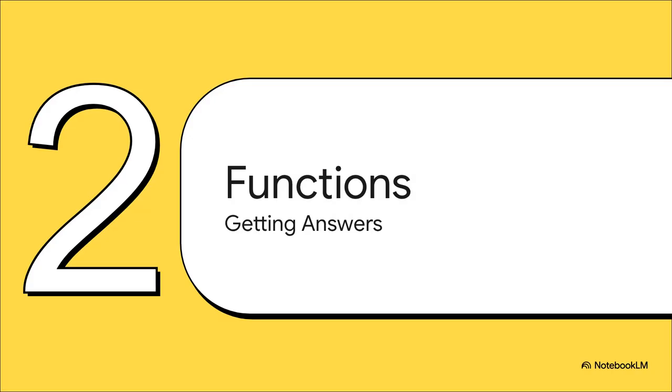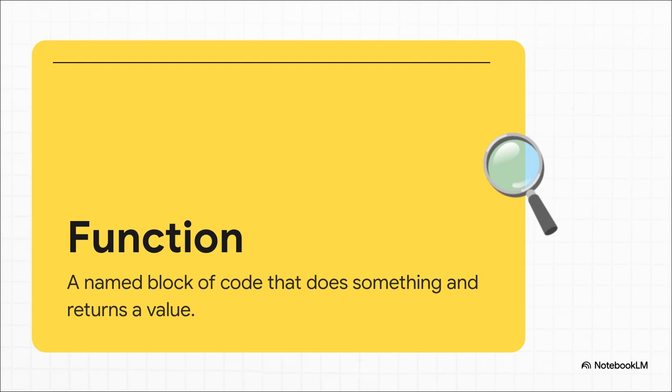Okay, so procedures are awesome for doing things. But what if you need your code to do something and then give you an answer back? Talk back to you. For that, we need our next tool, the function. A function does everything a procedure does. It's a named block of code, it performs a task, but it has one superpower. It gives something back. After it's done with its job, it actually returns a result, a specific piece of information that the rest of your program can use.